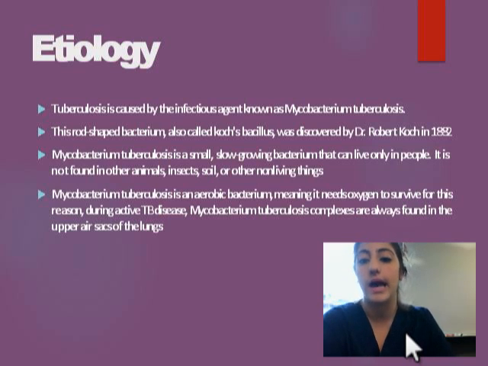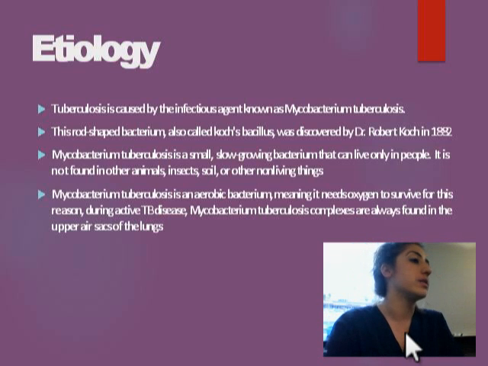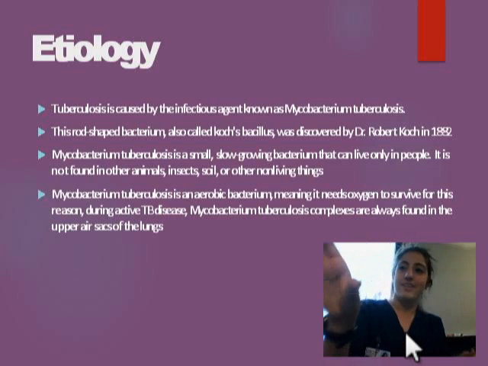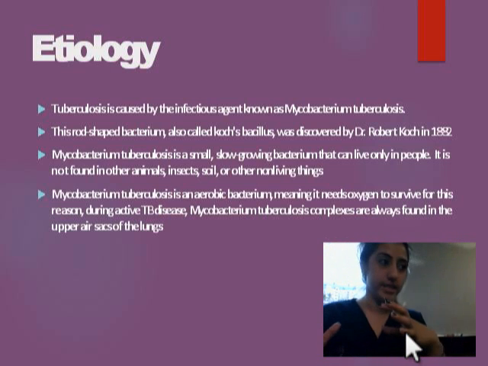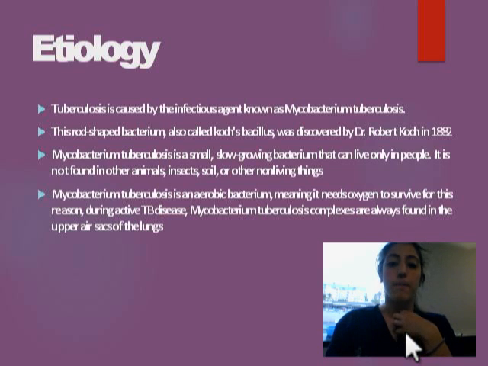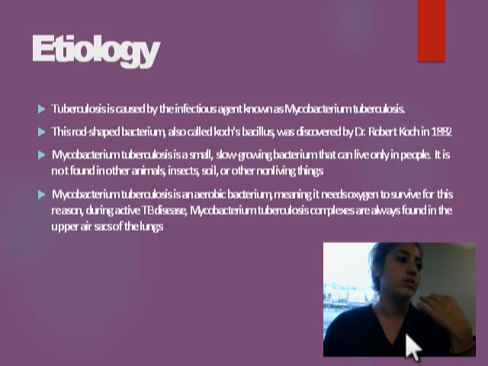Mycobacterium tuberculosis is an aerobic bacterium, and that means it needs oxygen to survive. Mycobacterium tuberculosis complexes are always found in the upper air sacs of the lungs. So if there is tuberculosis in the lungs, it's usually in the upper portion of the lungs.